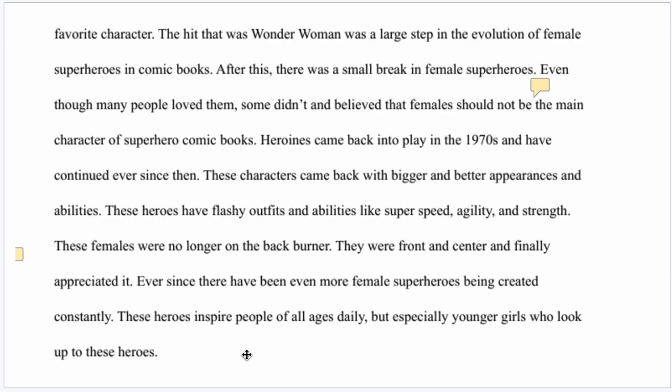Okay, so how many specific examples do I have in this paragraph?